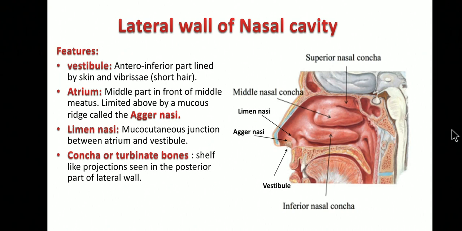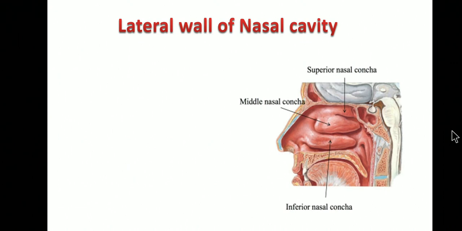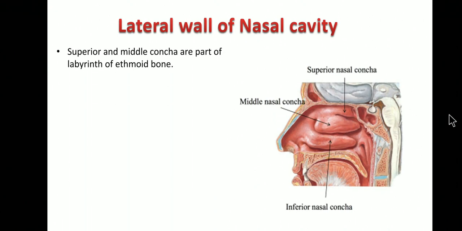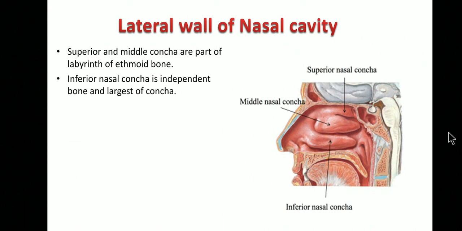Okay, three conchas you have: superior, middle, and inferior nasal concha. So, superior, middle, and inferior nasal concha. So, the first two, superior and middle, are part of the labyrinth of the ethmoid bone, and the inferior nasal concha is actually an individual bone and also the largest of the three conchas. So, all these bones are actually lined by the mucous membrane.